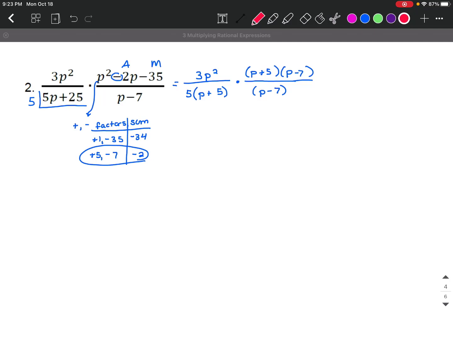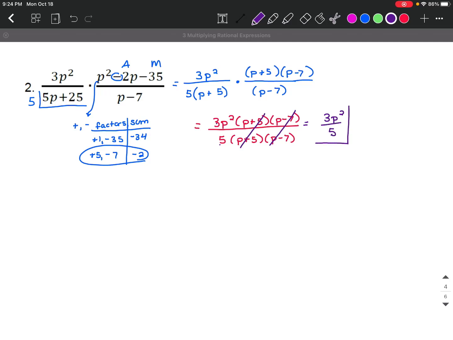Now I'm going to write everything that I have in the top. 3p squared times p plus 5 times p minus 7. And in the bottom, I have 5 times p plus 5 times p minus 7. Okay. 3 and 5, nothing's going to go into them. I do have an exact match with p plus 5 and p plus 5, and also p minus 7 and p minus 7. What's left in the top? 3p squared over 5. That is as simple as this is going to get.